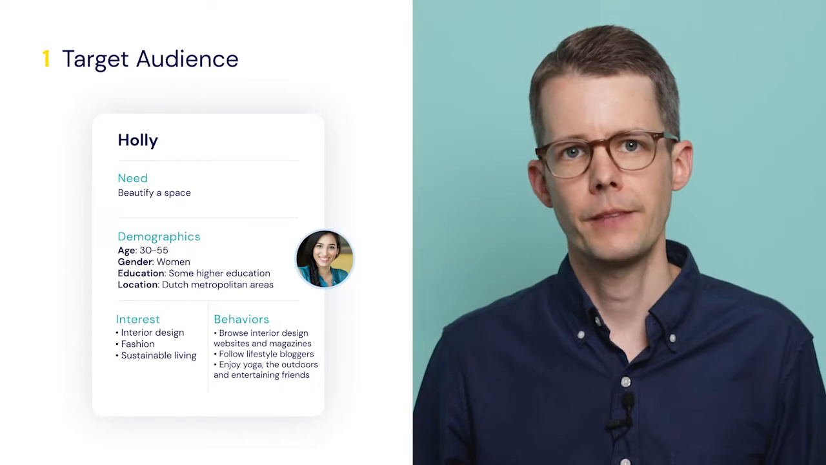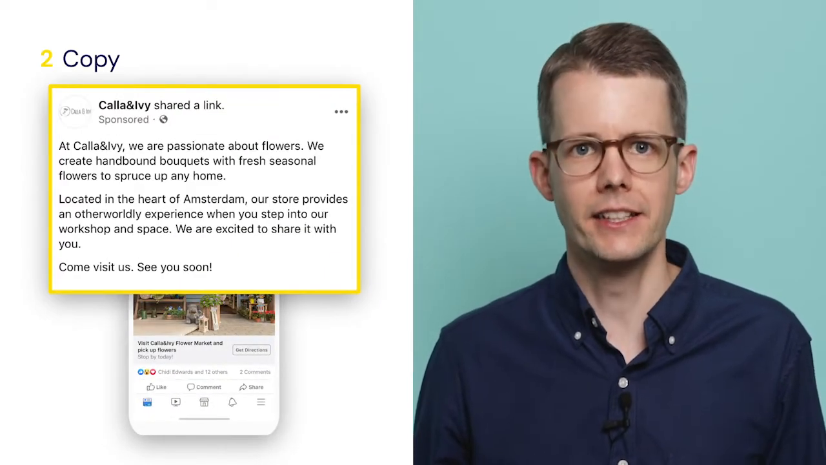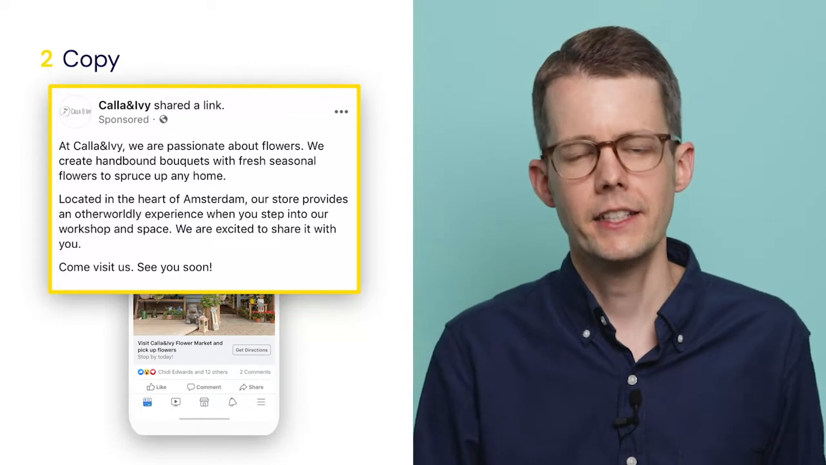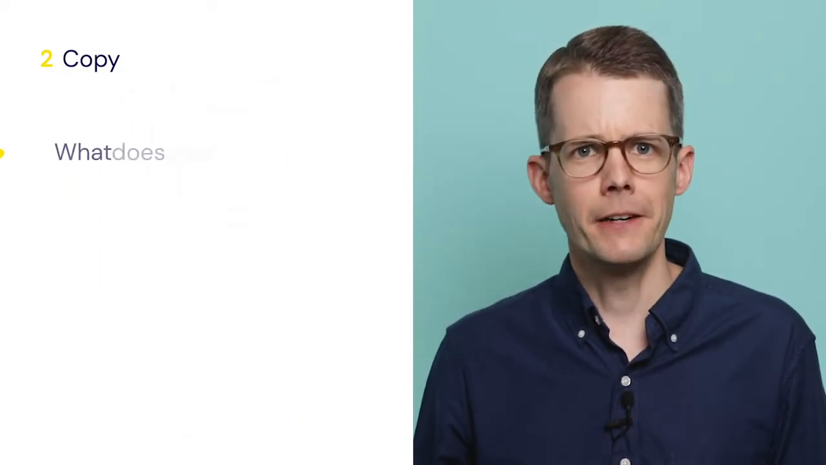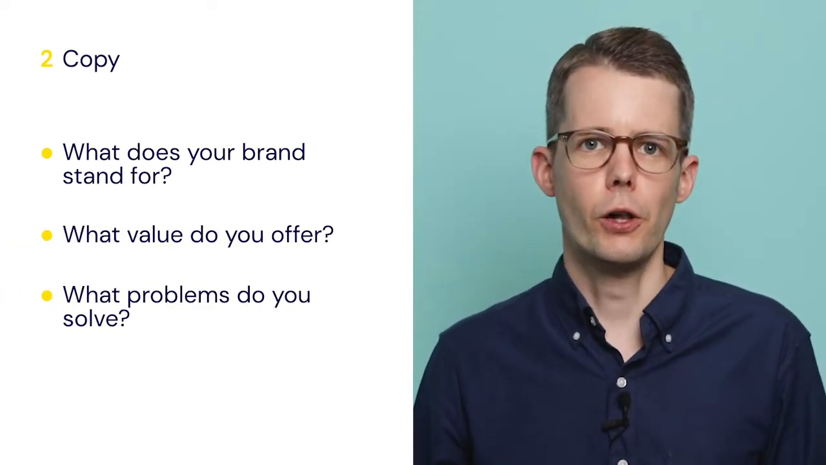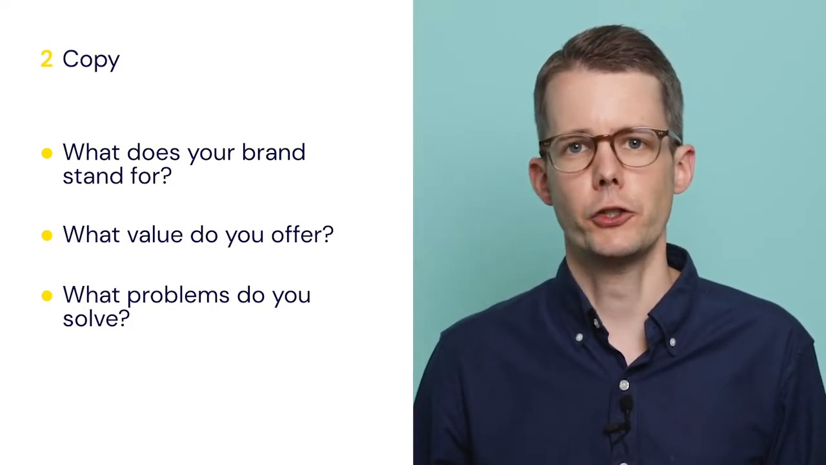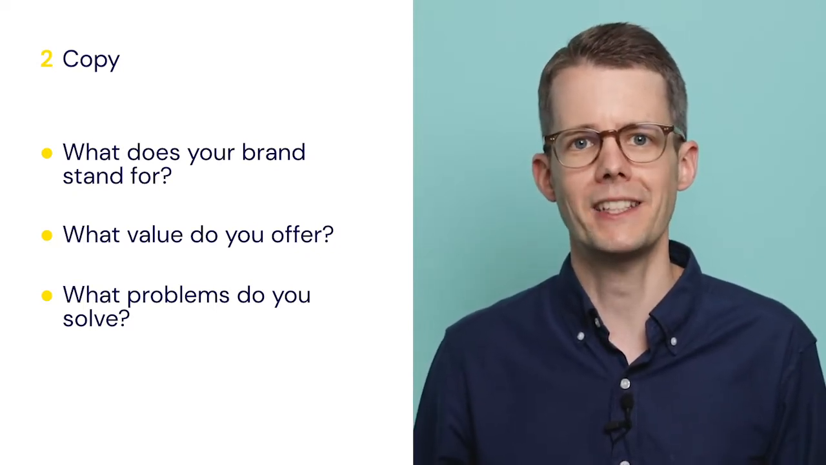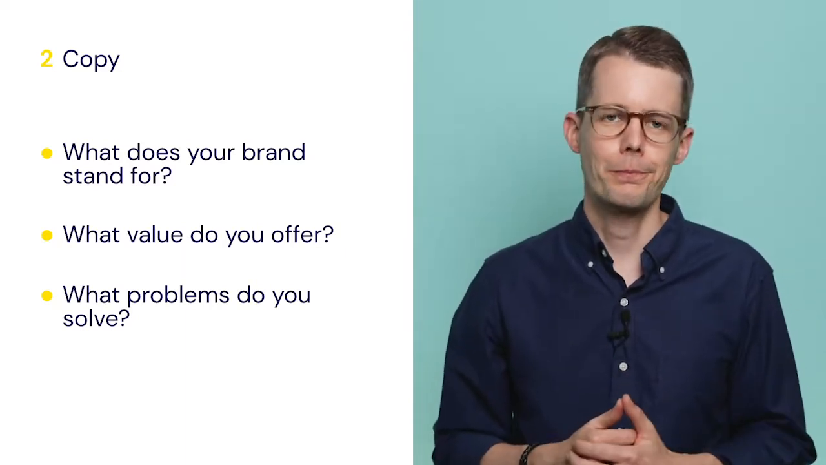The second component of your social media ad is the text or the copy of your ad. And here you articulate clearly and concisely what you want people to understand and remember about your offering. So, what does your brand stand for? What value do you offer? What problems or needs do you solve? When developing your copy, keep the audience in mind that you're targeting and make sure your words resonate with them. We will dive into how to develop effective copy later.